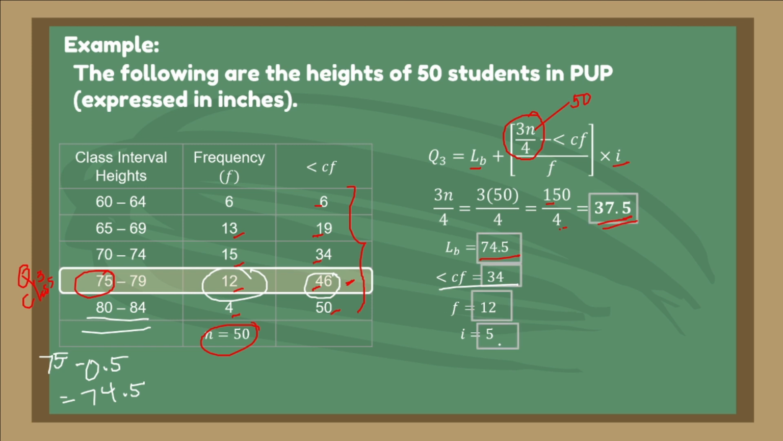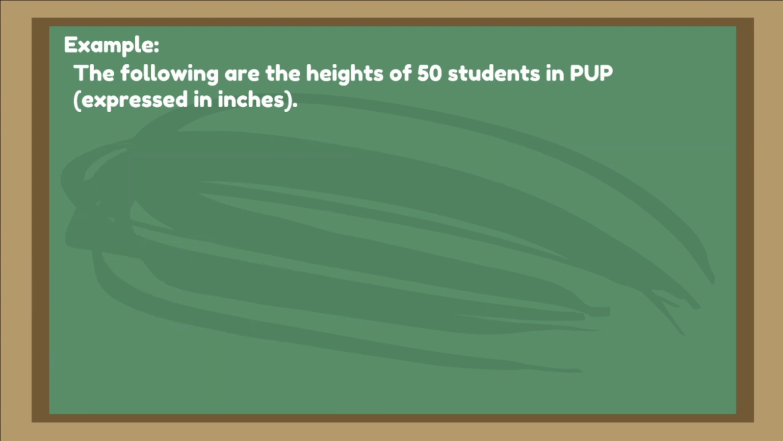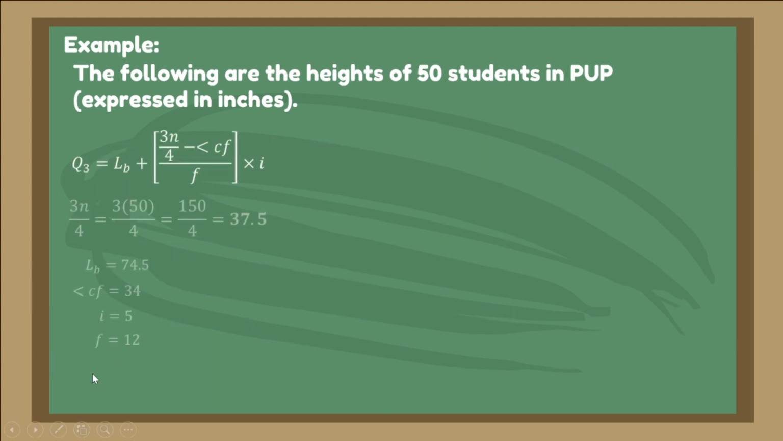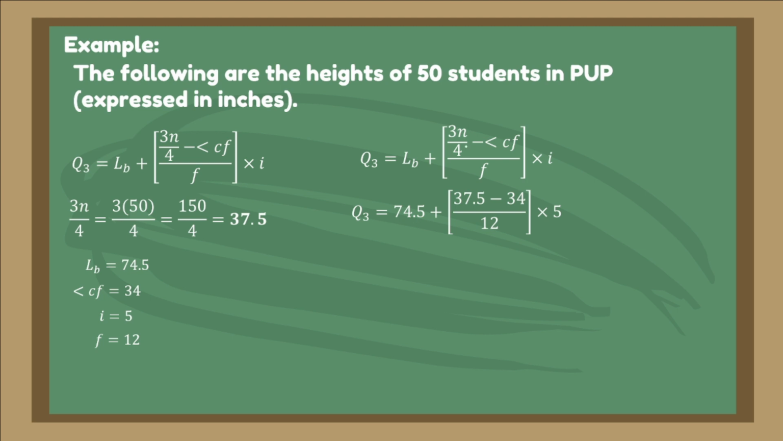All of these values we are going to substitute into the formula. Let us now solve. This is the formula and these are the values. Lower class boundary will become 74.5, and 3n over 4 will become 37.5, which came from here. Less than cumulative frequency will become 34, and our frequency will become 12.